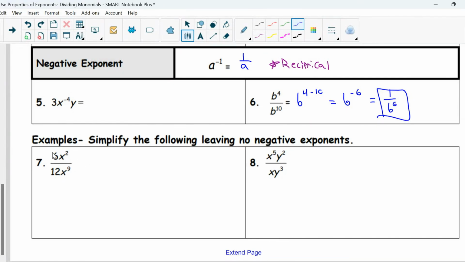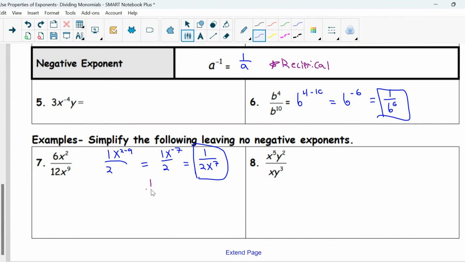So for number 7, let's start by dividing our coefficients. Simplify those down right away. 6 divided by 12 gives us 1/2. So that's going to be our starting point. And then we've got x squared divided by x to the 9th. Remember, we can just subtract our exponents. We've got x to the 2nd minus 9th power. Okay, let's go ahead and simplify those. So that becomes 1/2 x to the negative 7th power. Okay, let's take the reciprocal of x to the negative 7th power to give us 1 over 2x to the positive 7th power. So just take the reciprocal of just the x to the negative 7th power.